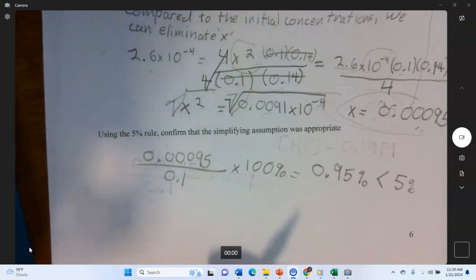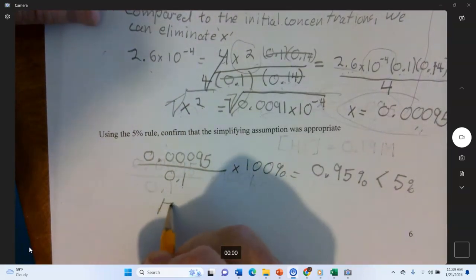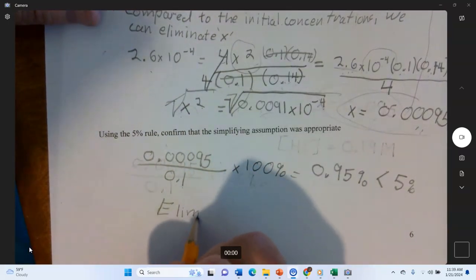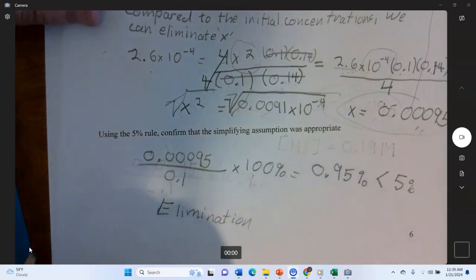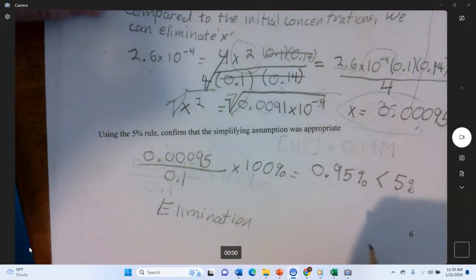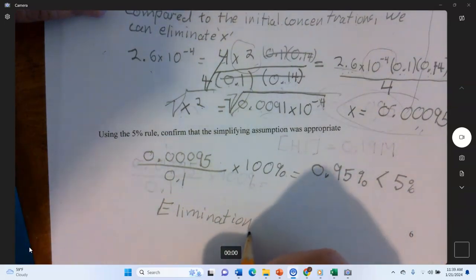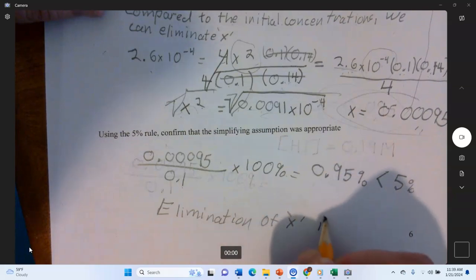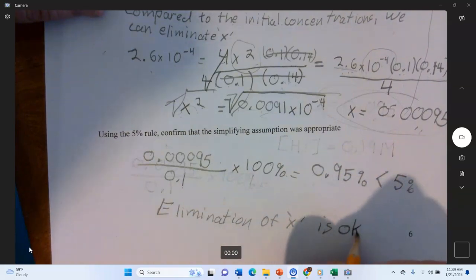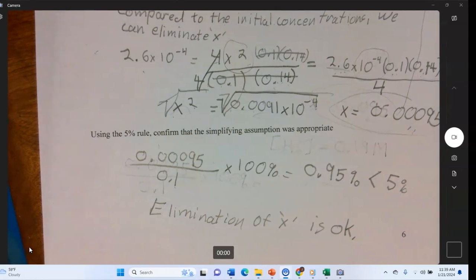So eliminating X is justified. You can do it. It doesn't give you a significantly different answer than the quadratic formula. I'll just write it is okay. It's okay to do it. All right, that's it for this problem.